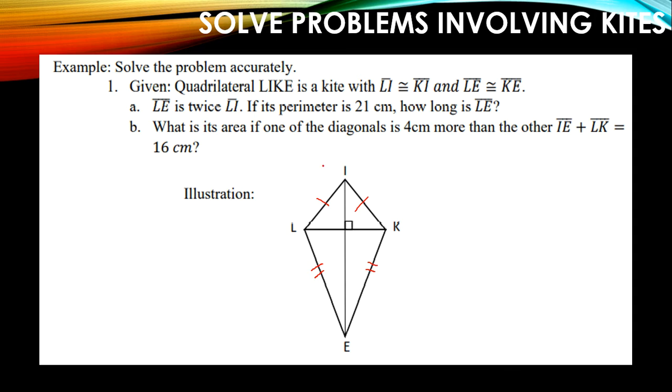One of the properties of the kite is that the adjacent sides are congruent. Okay? So here are the questions. For letter A, LE is twice LI. If its perimeter is 21 centimeters, how long is LE? And for letter B, what is its area if one of the diagonals is 4 centimeters more than the other? Then IE plus LK equals 16 centimeters.